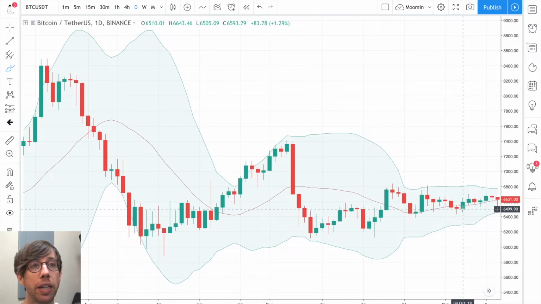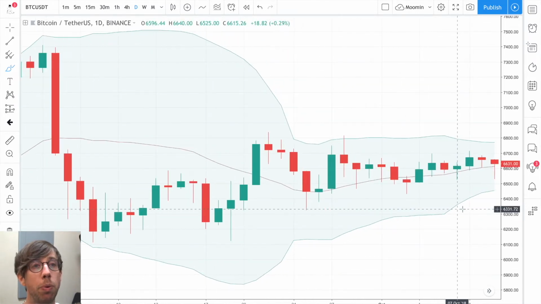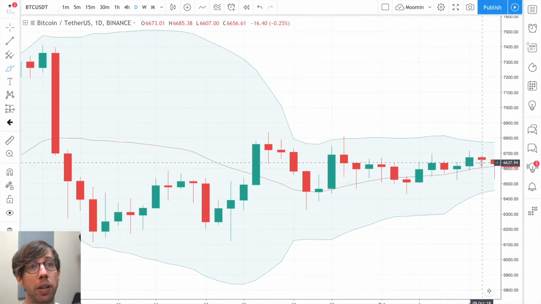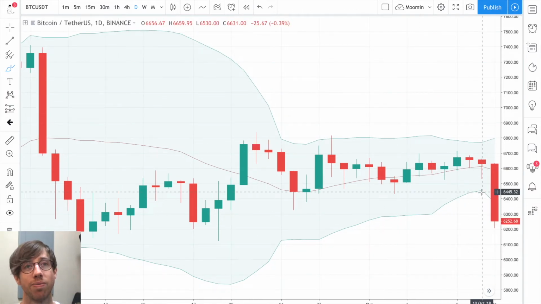Up until this point in the chart, let me see if I can zoom in a bit more. We can see the 20 SMA moving up. Everything looks great, but we get this. There's no real way to take advantage of the squeeze other than to watch out.